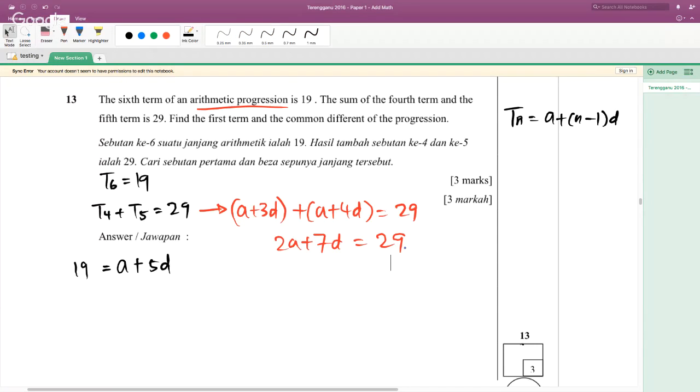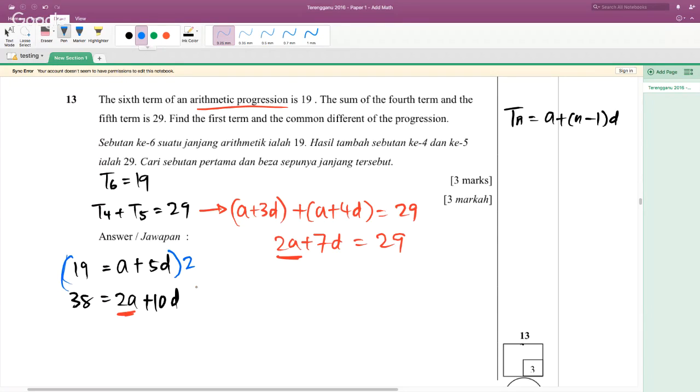Then I will use elimination also. I just find elimination faster and easier. I multiply 2 to the whole equation here, so it just becomes 38 equals 2a plus 10d. Why do I want to multiply by 2? Because I want to make sure both of them have 2a. Then I can use the elimination method.